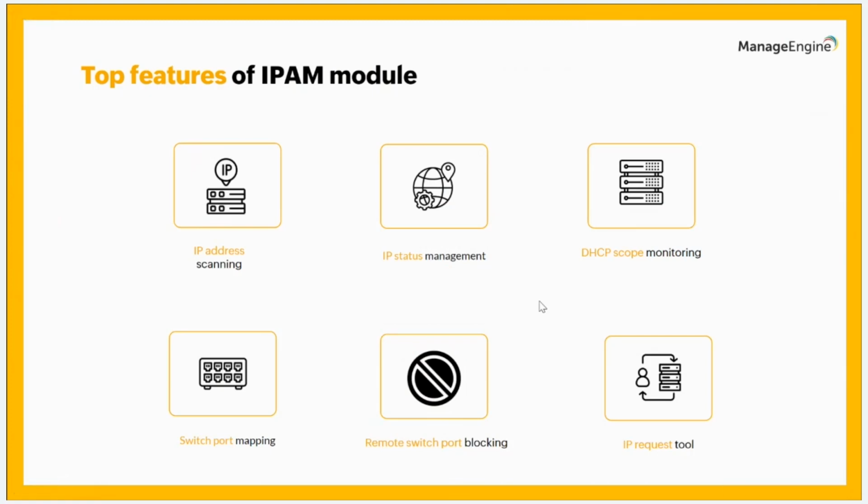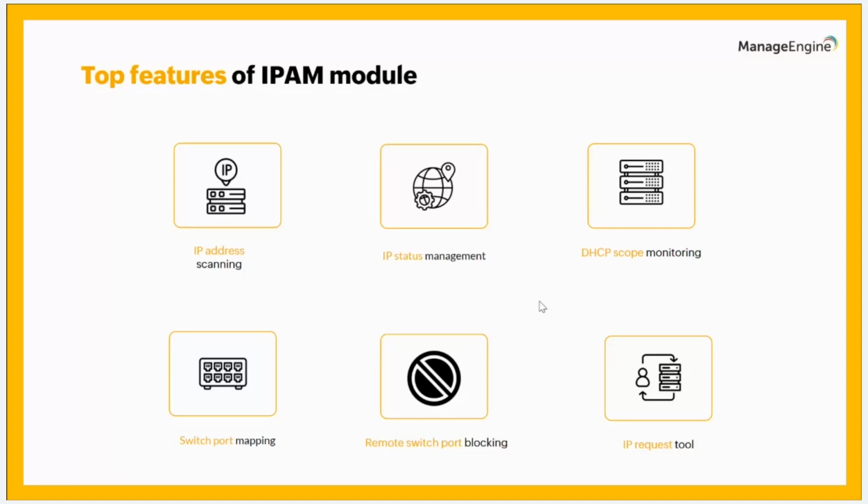Next one is DHCP scope monitoring, which helps you manage and monitor your DHCP server and scopes by gaining visibility into how the individual IPs are behaving and how the IPs are mapped inside the DHCP server. And the next feature is switch port mapping. This feature helps you view which switch ports are connected to which MAC address or IP address and the DNS server, and will help you monitor them effectively.